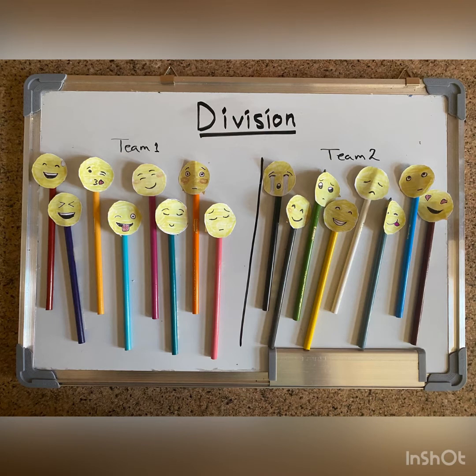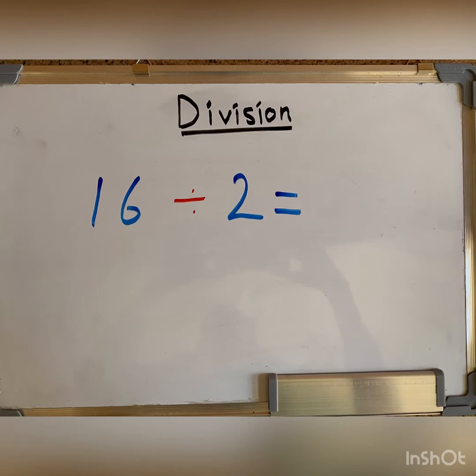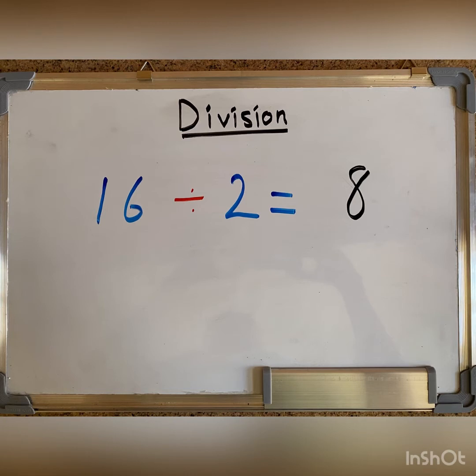Now let's write it as a division equation. We had 16 students and we divided them into two teams. We found out that each team should have 8 students. So 16 divided by 2 equals 8. Good job. Let's do another problem.